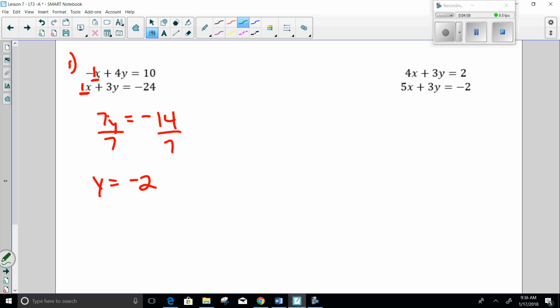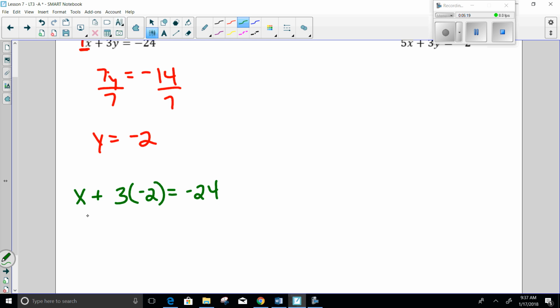Again, it doesn't matter. I'm going to pick the second one because I don't like having to deal with that negative x right there. So what I'm going to do is pick the second equation. I'm going to get x plus 3, but instead of y right here, I'm going to replace y with what it's equal to. Hence, substitution. Equals negative 24. Now I'm going to solve this equation. x, 3 times negative 2 is negative 6, equals negative 24. Add this 6 to the other side, and you get x equals negative 18.